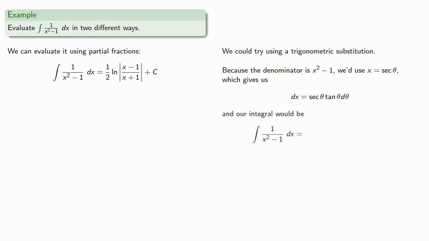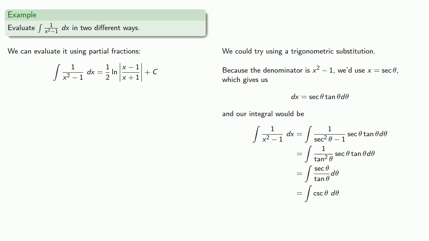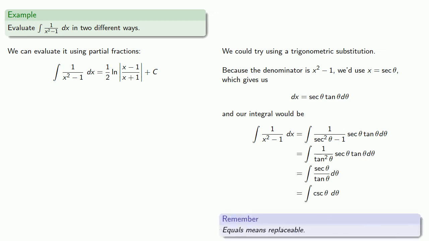and so our integral would become, and we can simplify our integrand, and remember, equals means replaceable. And so if x equals secant theta, then this integral, 1 divided by x squared minus 1, is the same as integral of cosecant theta. And so the integral of cosecant theta is equal to 1/2 log x minus 1 divided by x plus 1 plus c.